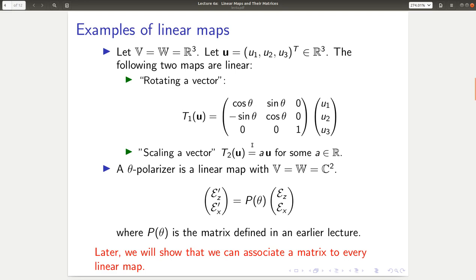Okay, so these are just examples, and in general we will show later, and this is the important point of this lecture, that if you give me a linear map, I can give you a matrix, and the condition will be that I will need to give a basis. Only then can I give you a matrix, but we'll see how that works later.